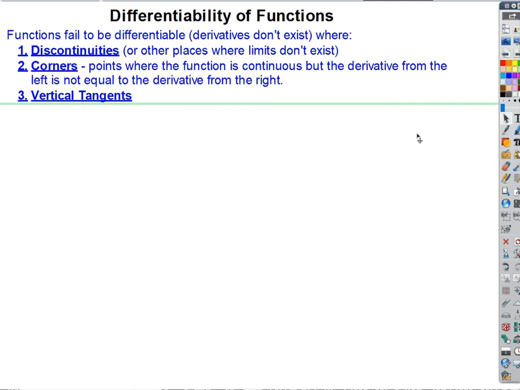Vertical tangents. Okay, now why might that be the case? Vertical tangents are going to be places where the slope of the function would have a value of what? If it's a vertical line, what's the slope of a vertical line?